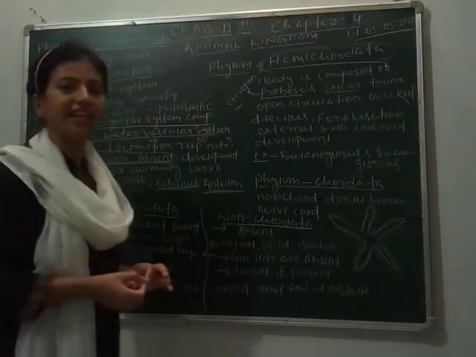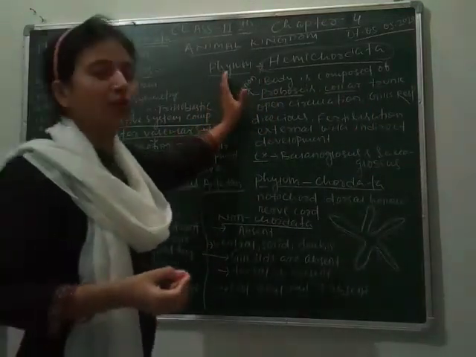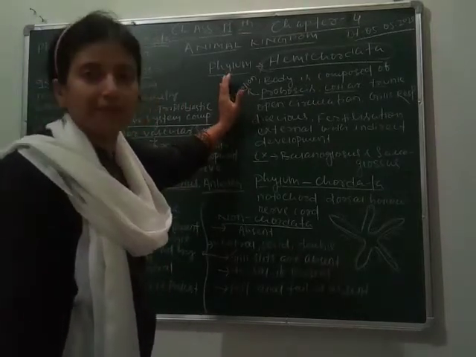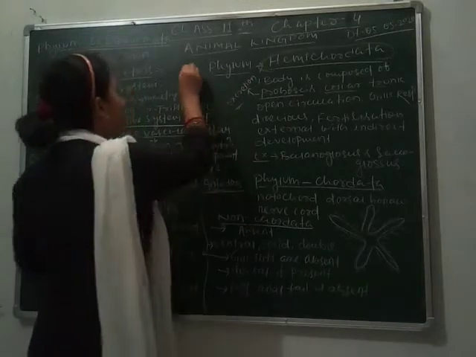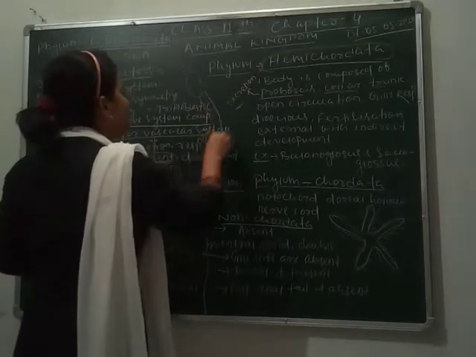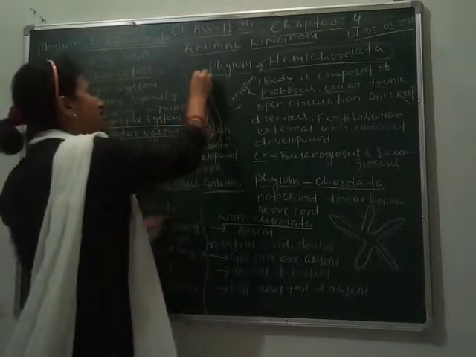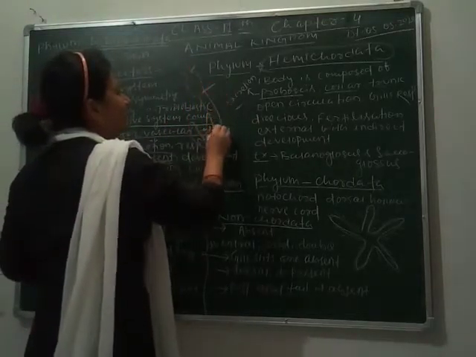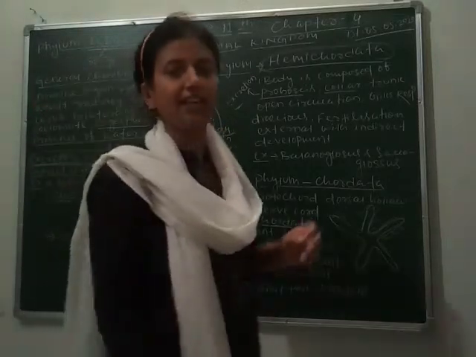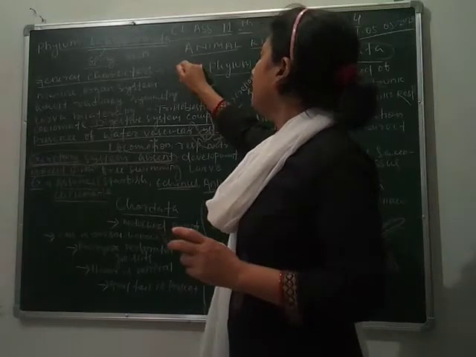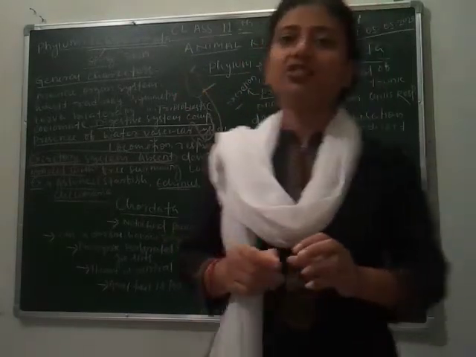If we see the example of Hemichordata, in which Balanoglossus and Saccoglossus are present, its body looks like this. It has a head, trunk, and a collar like this. This part is the head, this part is the collar, and this part is the trunk. So the body is distinct or divisible as head, collar, and trunk.